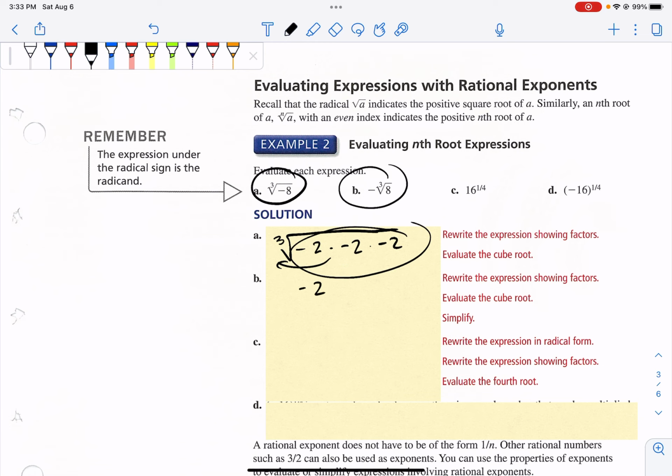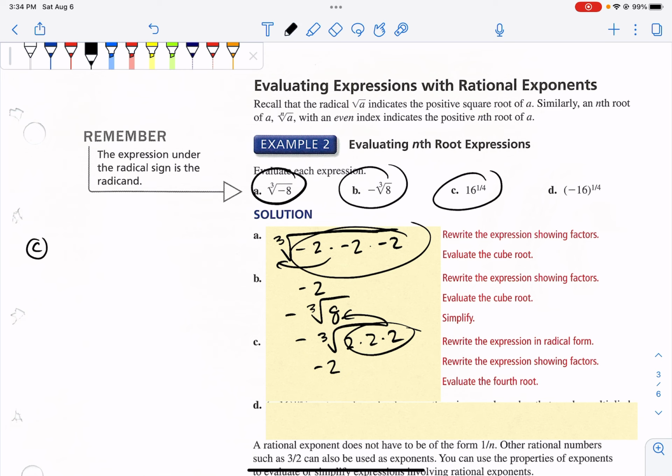Part B, the negative cube root of 8. Now, that negative is floating in front. It has nothing to do with what's on the inside. So if I want the 8 to break up, I'm going to get the negative cube root of 2 times 2 times 2. There's 3 of them. They're going to come outside, and I'm going to end up with the same answer, -2. Cool. C is 16 to the 1/4. You know what? Let's just do that right over here.